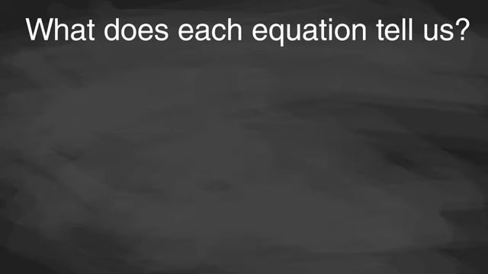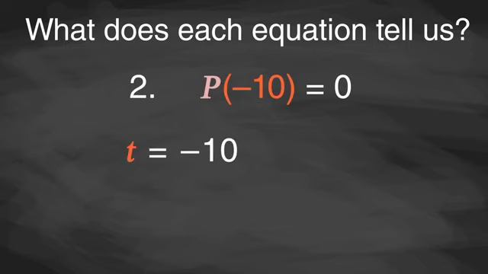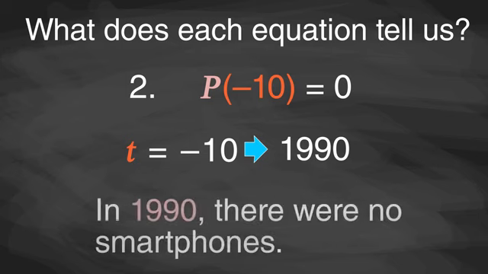What about if t equals -10? That means the year 10 years before 2000, or 1990. So, in 1990, no one had a smartphone.